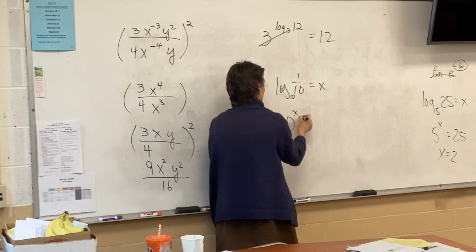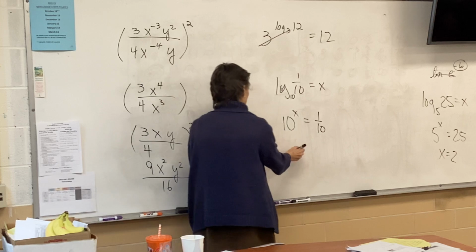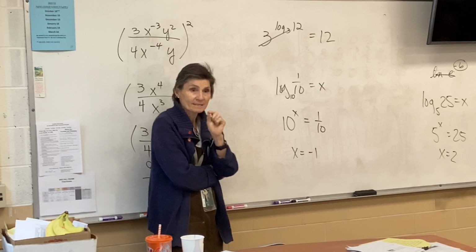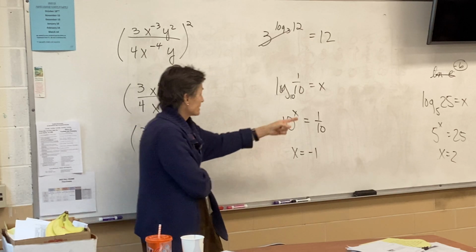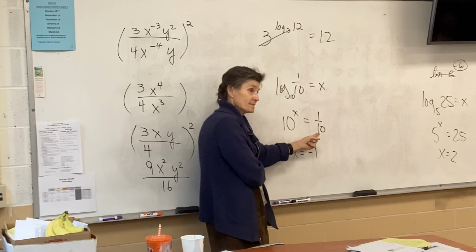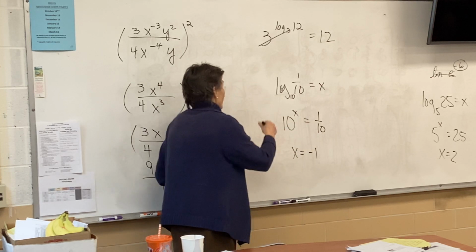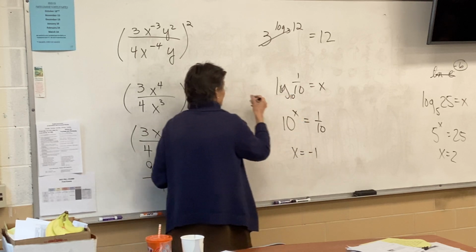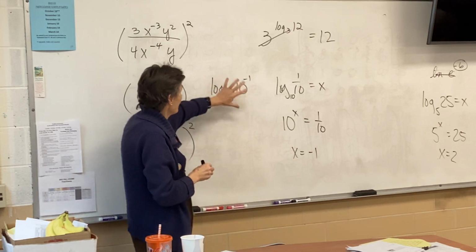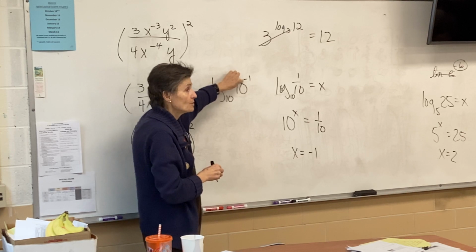So 10 to the x equals 1/10, and x has to be -1 because we all know 1 over means a negative exponent. This is 1 over, so that exponent has to be negative. Since it's still a 10, it's just 10 to the negative first. Now, you could also have done the same problem by rewriting 1/10 as 10 to the negative first. That all cancels, and the answer is -1. You can do it either way.